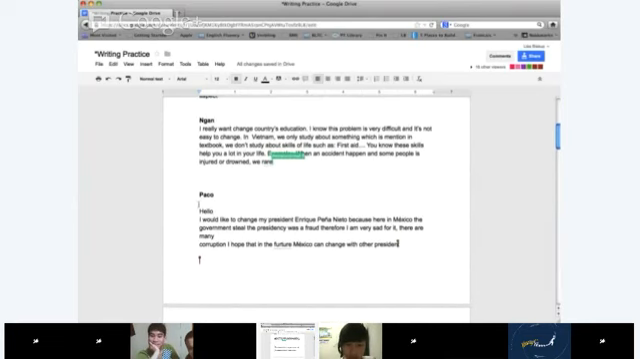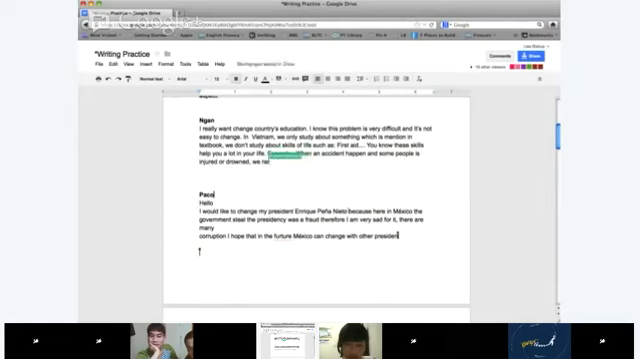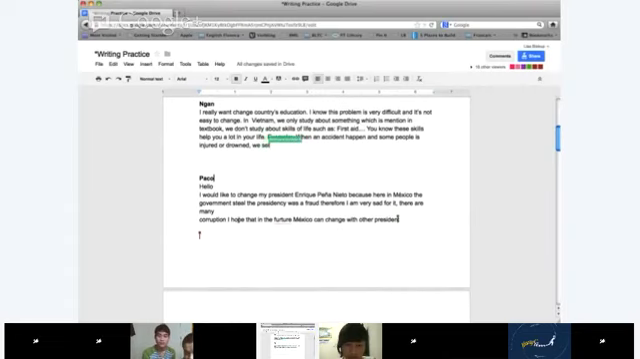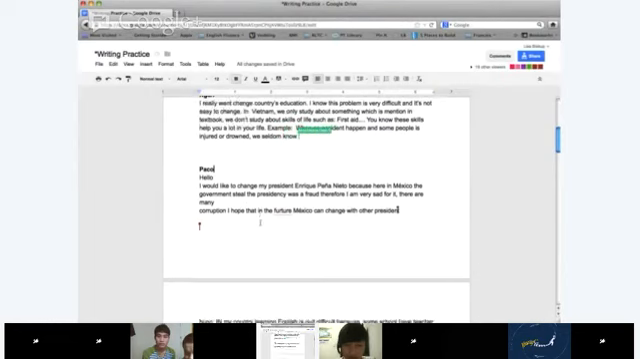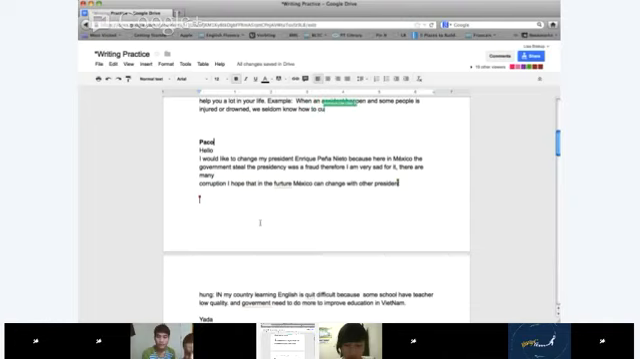I would like to change my president, Enrique Peña Nieto, because here in Mexico, the government is still the president. The president was a fraud, therefore I am very sad to say it. There is a lot of corruption here in Mexico, and I hope that in the future, Mexico can change with another president. I would say he stole, past tense, stole the presidency, period. Yeah, it was a fraud, and you could do an exclamation point there, because you have a lot of feelings about it. Therefore, I'm very sad about it.